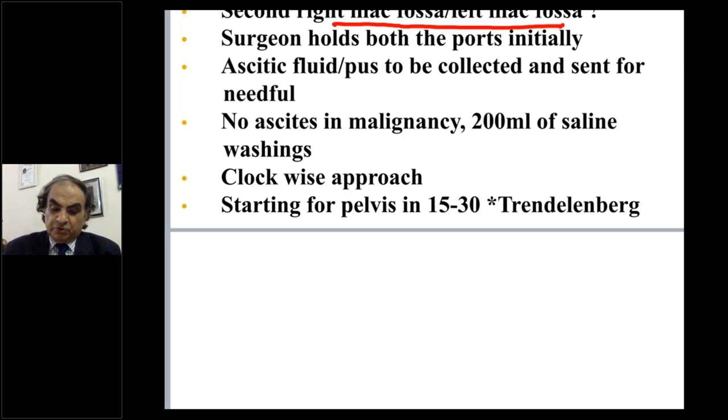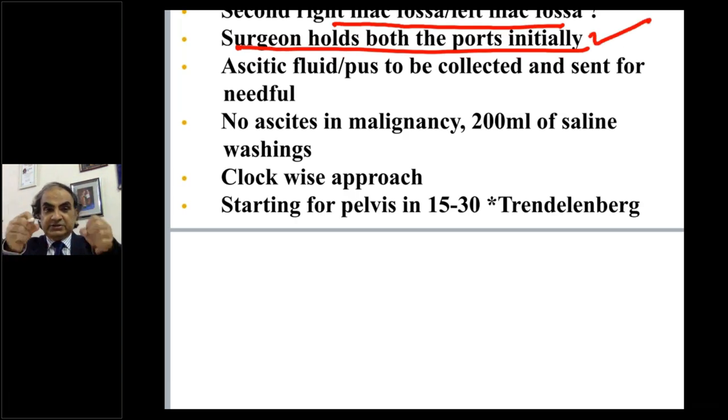Now, surgeon holds both the ports initially, which I mentioned. Mandatory. He should be doing with both hands. Once he has found where the golf ball is, then he can hand over the torch part, that is the laparoscope. And if you're doing a procedure, you will hand over to your assistant.